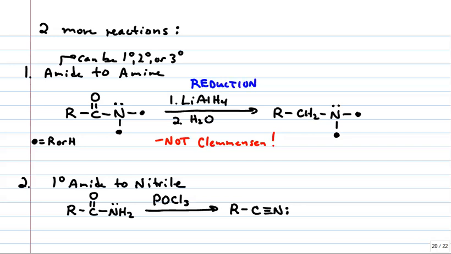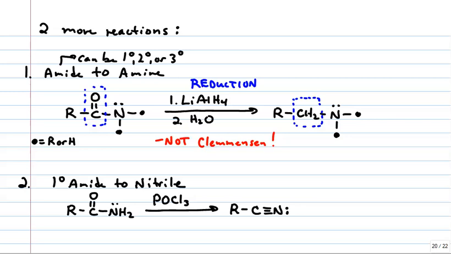In the past, when we wanted to go from a C double bond O to a CH2, we used Clemmensen. This will not work here with amides. Amides are not compatible with the Clemmensen. So we have to use lithium aluminum hydride, kind of a legacy reducing reagent that we've used a lot. So if you want to go from an amide, it doesn't matter, primary, secondary, or tertiary amide, to an amine, then you can use lithium aluminum hydride. It's reduction. Don't use Clemmensen. Clemmensen doesn't work with this particular reaction.